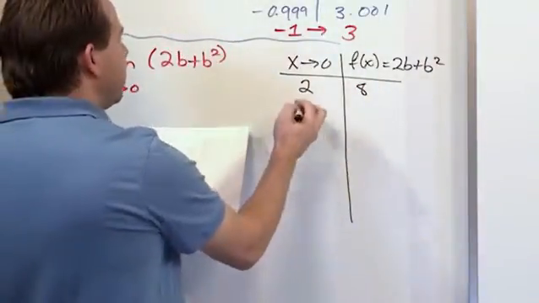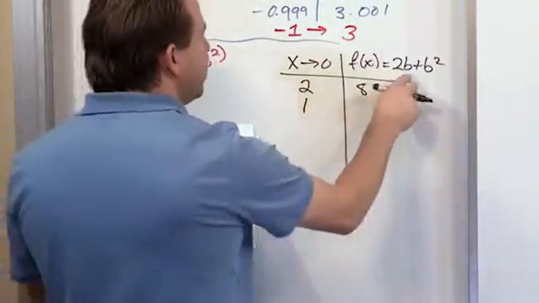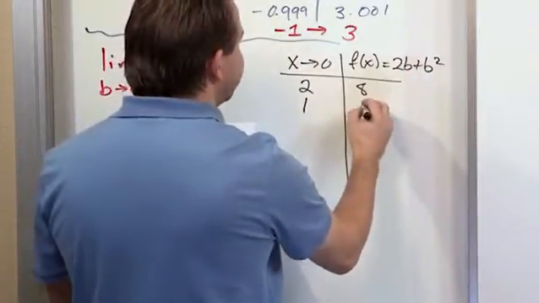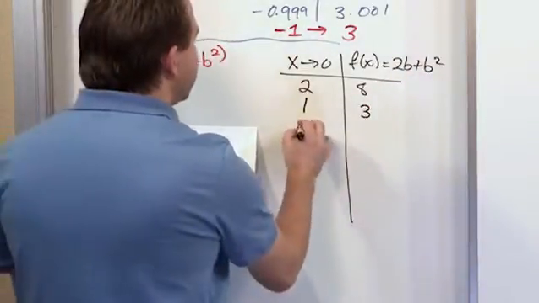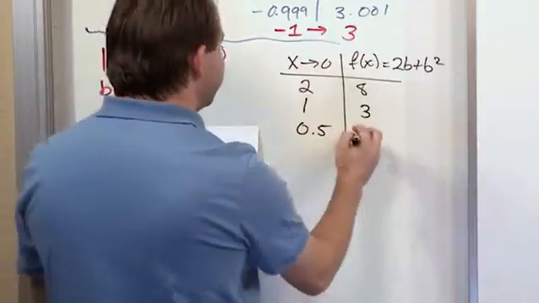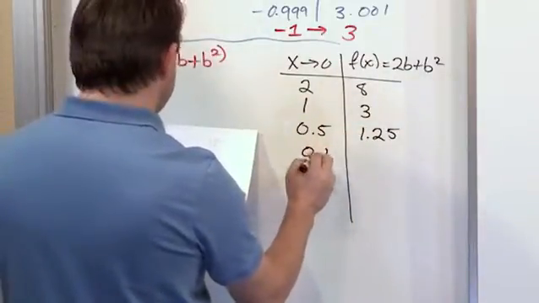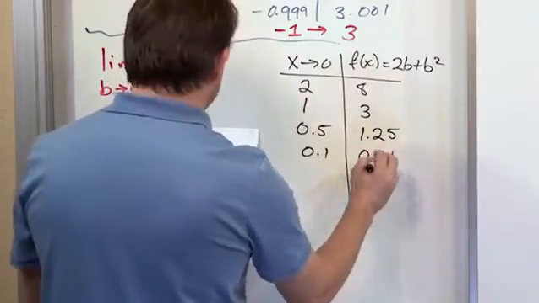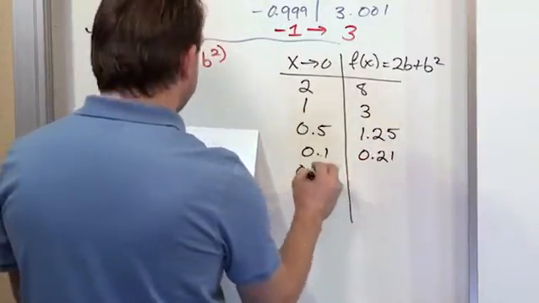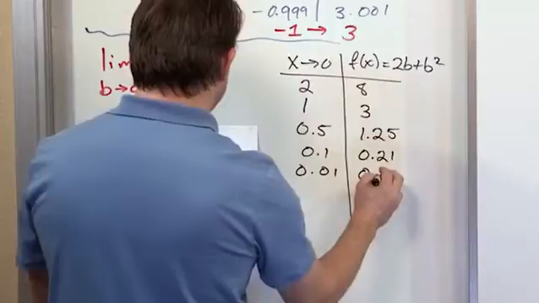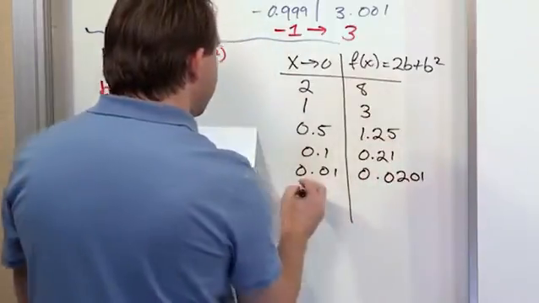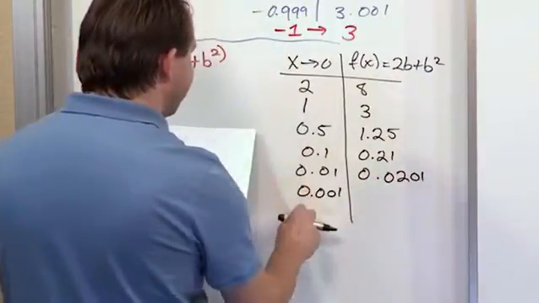We're approaching 0, so as we move down to 1, you can put this in here, and then I believe you'll see that this is going to equal 3. You get closer, so we get 0.5. You get 1.25 when you plug that in. 0.1, you'll get 0.21. 0.01, you'll get 0.0201. And then we're going to stop here. 0.001, getting very, very close to 0.